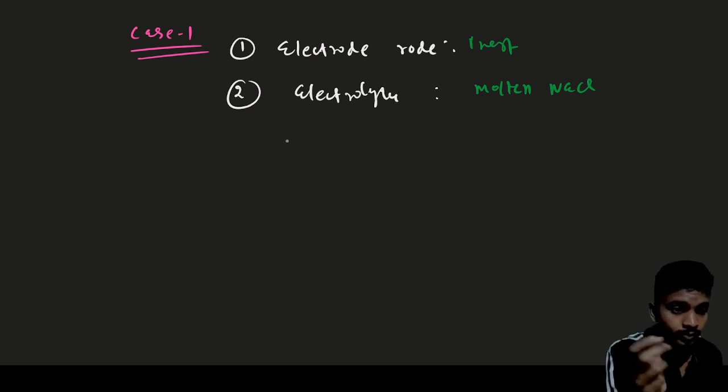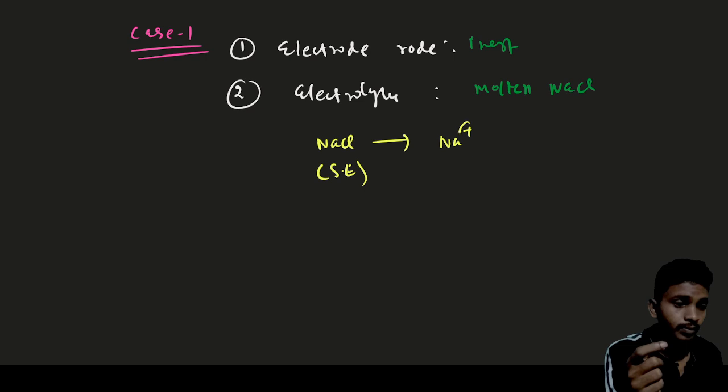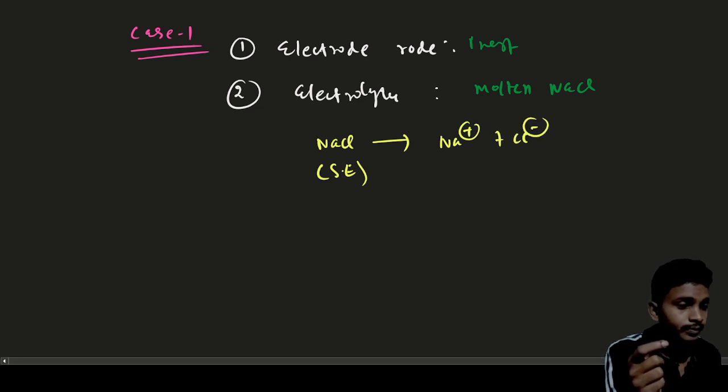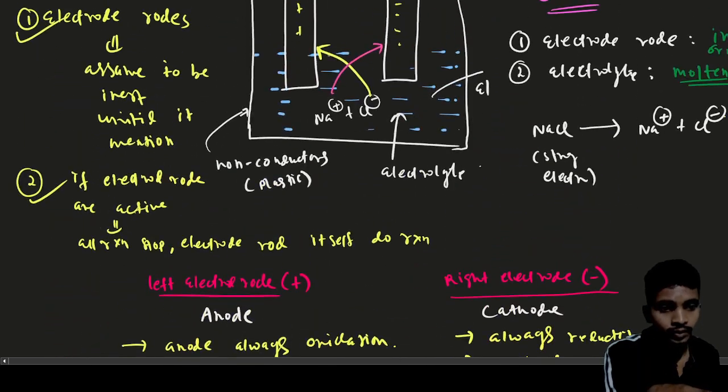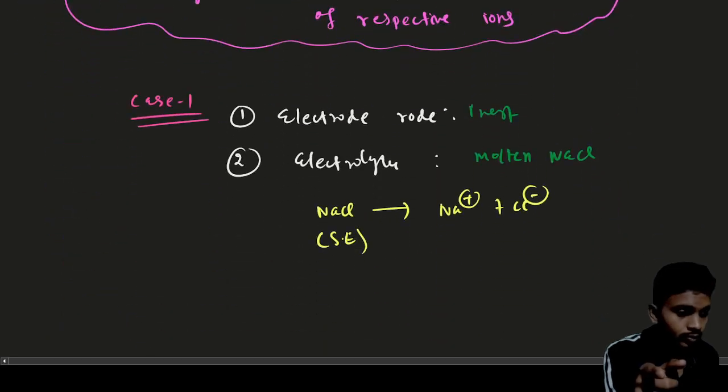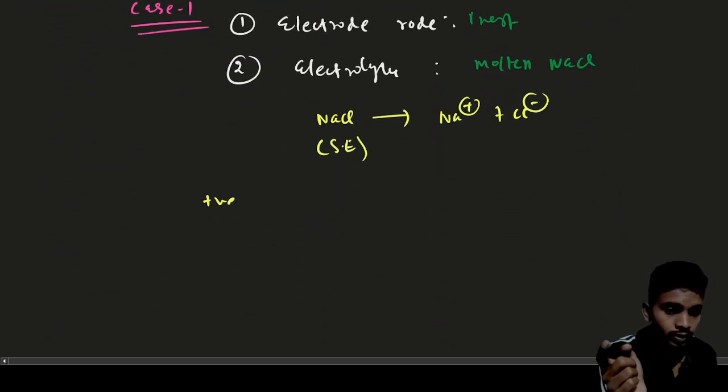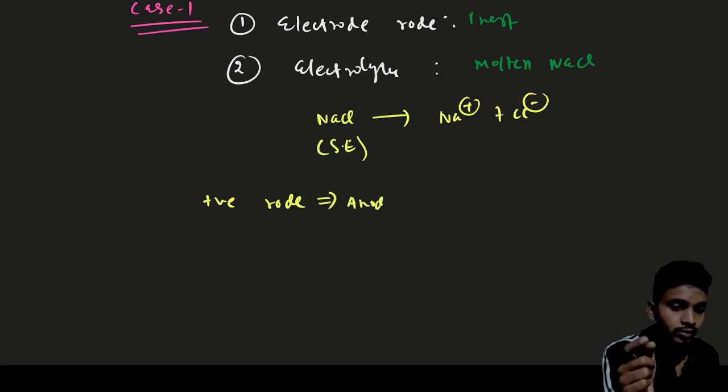So this NaCl, the electrolytic means discharge of ions. So here NaCl we have taken, so this is a strong electrolyte and will dissociate into Na plus and Cl minus. Okay, so we have two rods, one is positive, another negative. So the positive rod is anode and the negative rod is cathode.